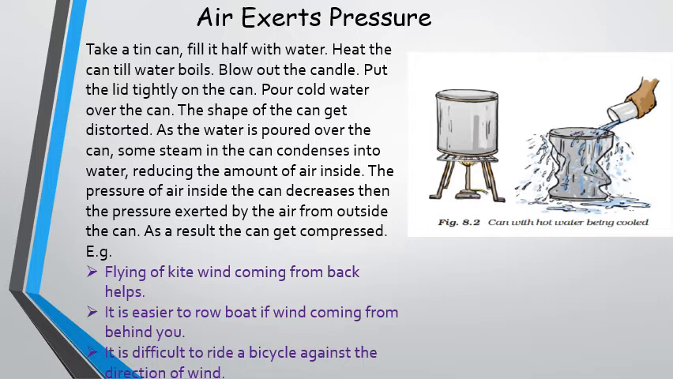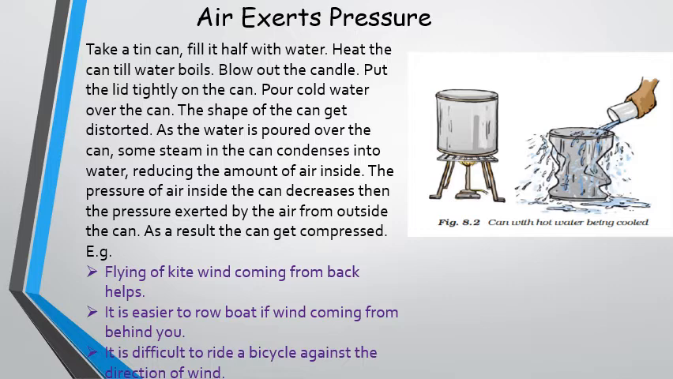Now blow out the candle and put the lid tightly on the can. Now next step is pour cold water over the can. The shape of the can gets distorted. As the water is poured over the can, some steam inside the can gets condensed into water, reducing the amount of water inside. The pressure of air inside the can decreases and the pressure exerted by air from outside the can is more. As a result, the can gets depressed or distorted.